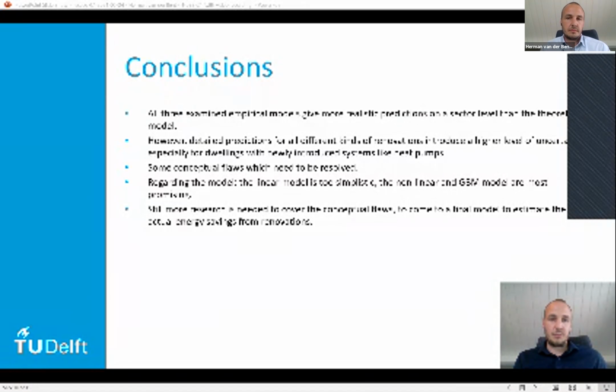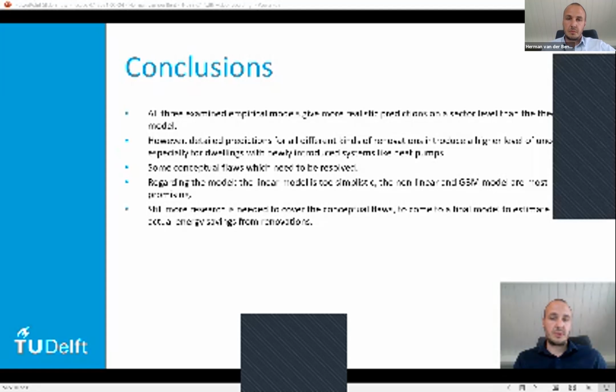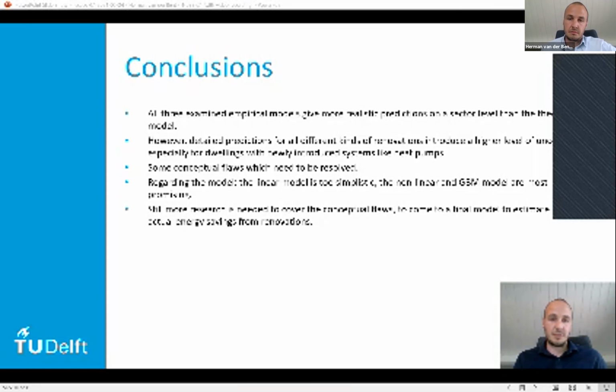And regarding the modeling technique, the linear model is too simplistic, and we think the nonlinear model and/or gradient boosting method are the most promising. So we still need to do more research to cover the conceptual flaws to come to a final model to estimate the actual energy savings from renovation. Thank you all for listening.